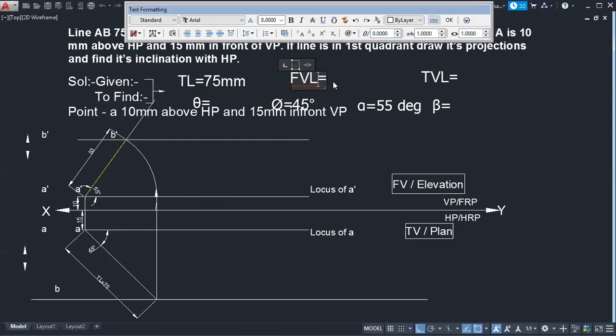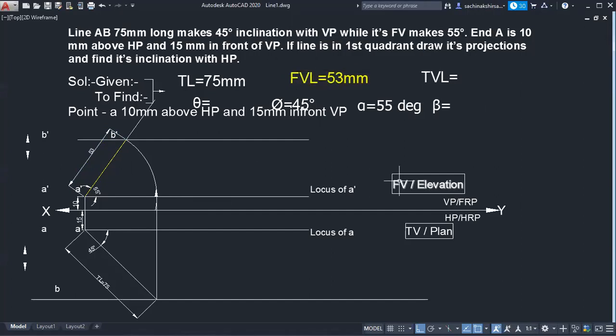So immediately I will write here whatever I got, 53. Next, from B dash I want to get point B. What can I do? Yes, ma'am, a straight line directly from B dash to B. That is called a projector line because B dash and B will be on the same straight line. A dash to A, the same, is called a projector.